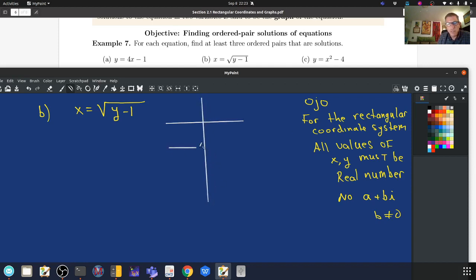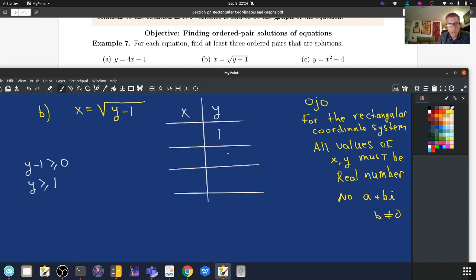And here usually, I can't use y is equal to 0, because then I would have x is equal to the square root of minus 1, x is equal to i, and that's not allowed. So here what we want are values for y that make y minus 1 greater than or equal to 0, because the square root has to be greater than or equal to 0 for x to be a real number. So that tells us y is greater than or equal to 1.